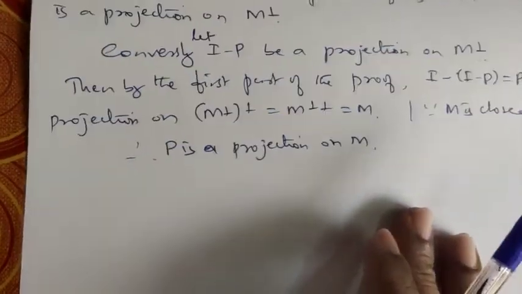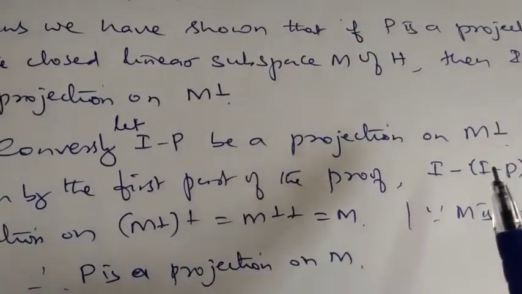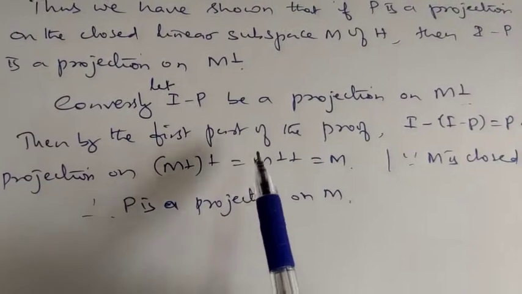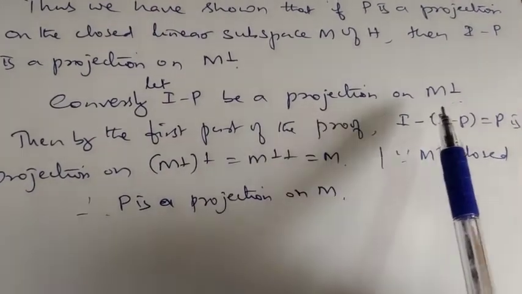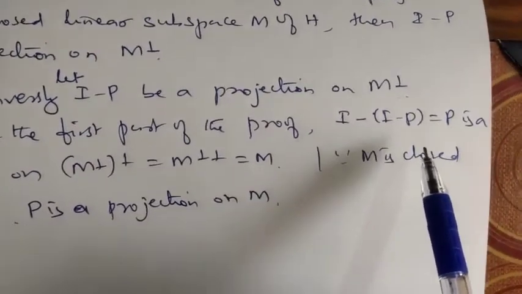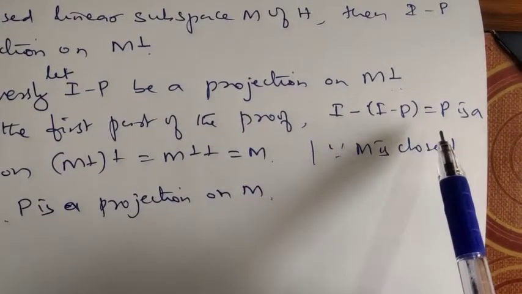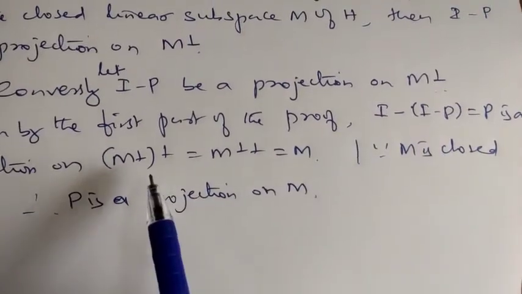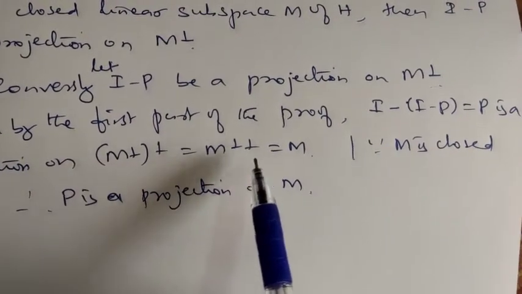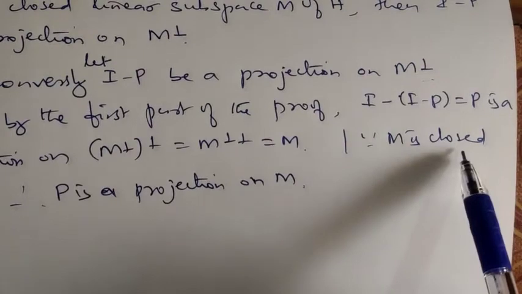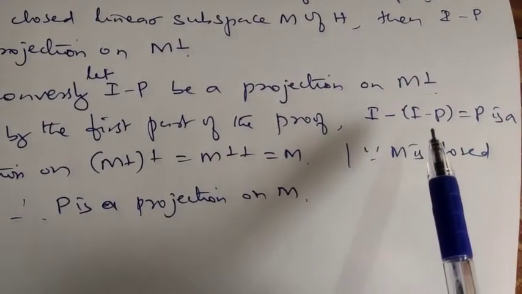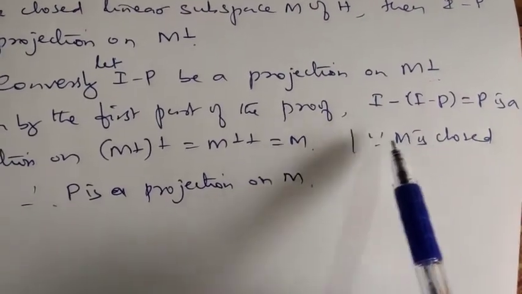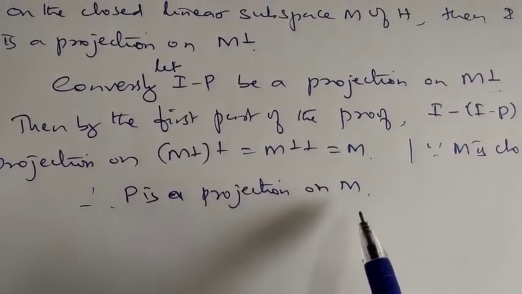What you have to show? P is a projection on M. So now I minus P is a projection on M perp implies what? Then by the first part of the proof, if I minus P is a projection on M perp, then I minus (I minus P), that is P, is a projection on M perp whole perp. That is M perp perp, that's nothing but M, because M is closed. Therefore, P is a projection on M.